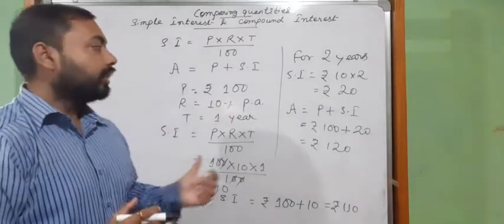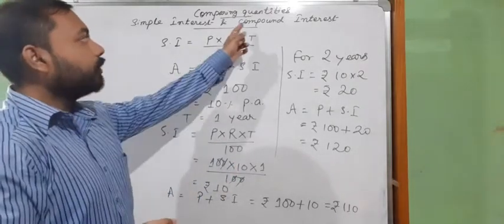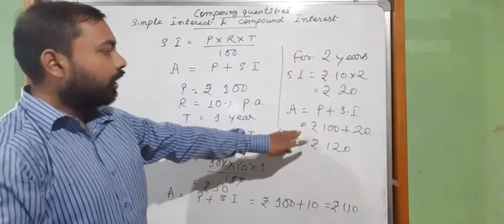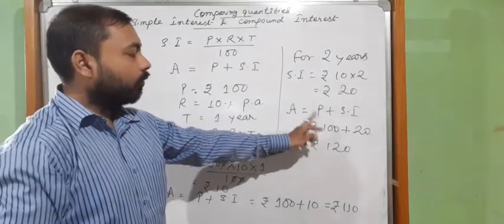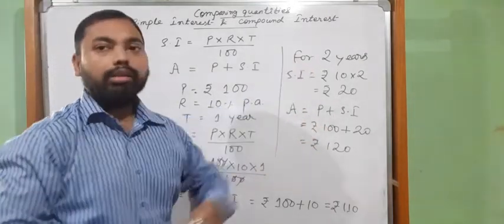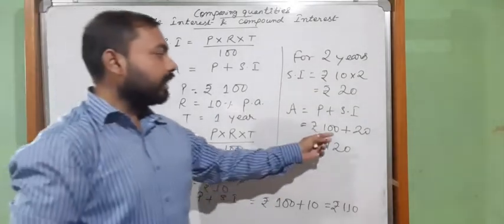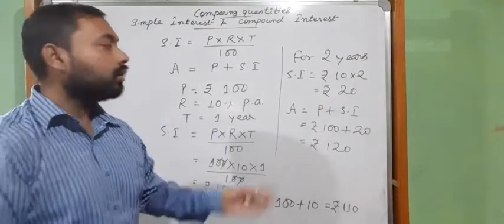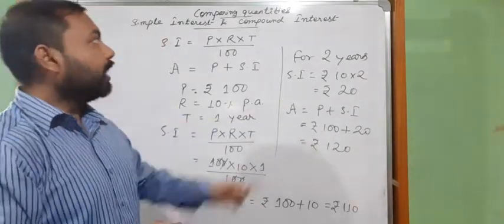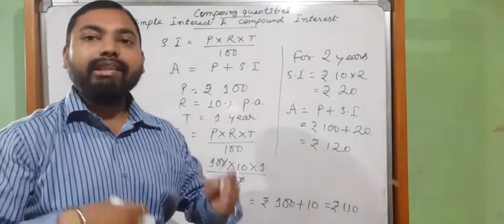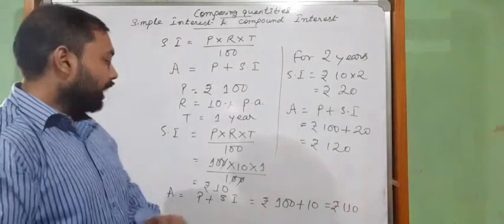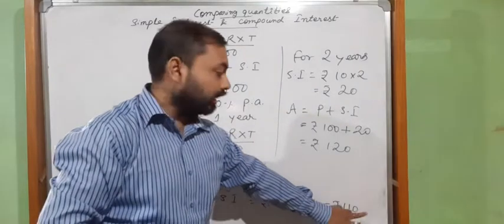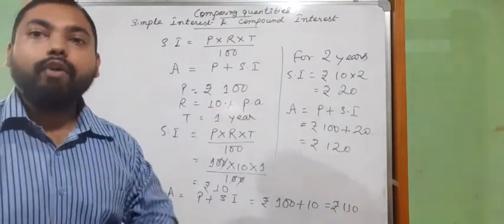Now here lies the difference when I talk about compound interest. As you have seen, when I calculate the interest for the second year, the principal money remains the same. We have taken rupees 100 only for calculating simple interest. But in compound interest, what happens? The principal money changes. The amount which we get at the end of 1 year becomes the principal money for the second year.